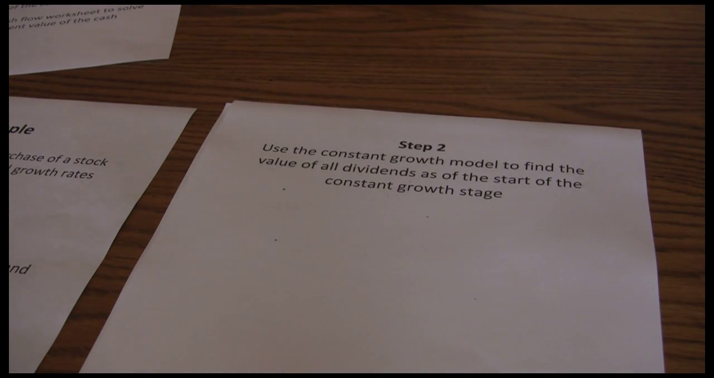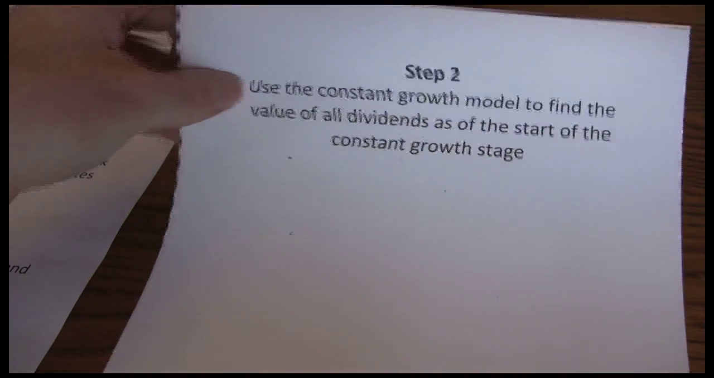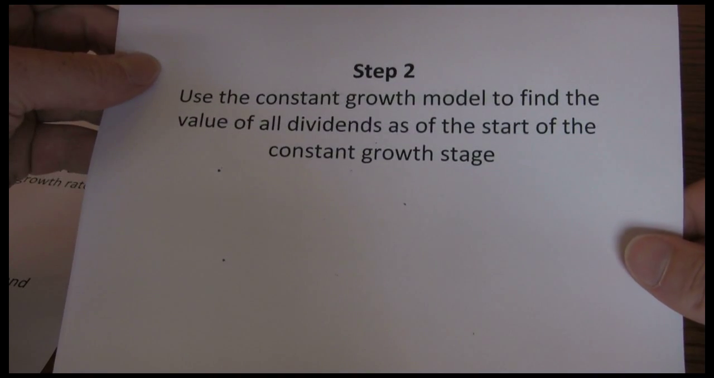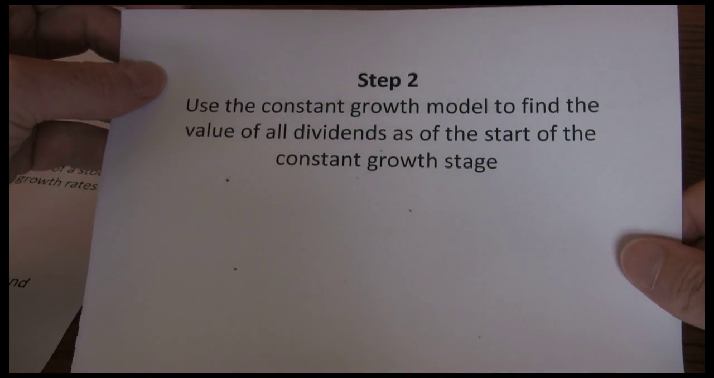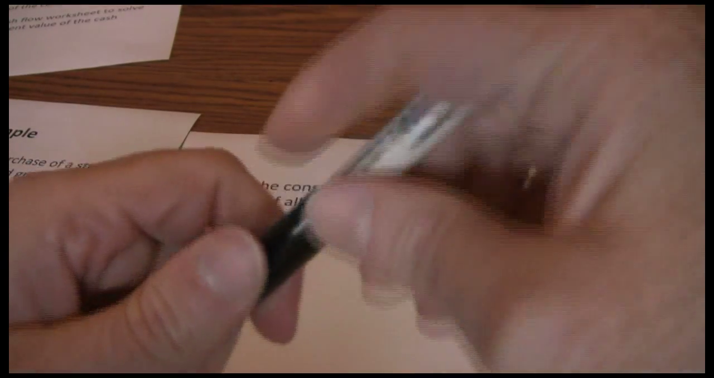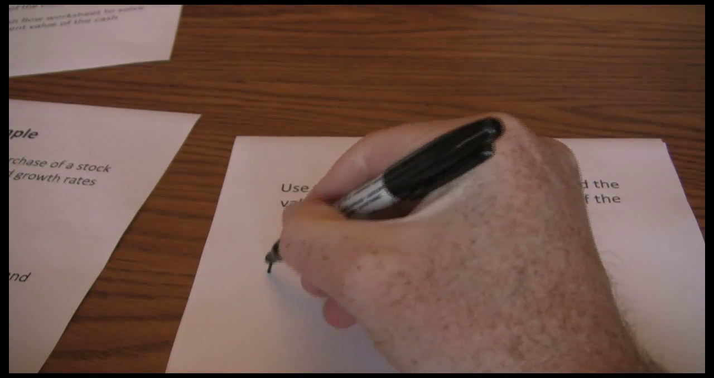In step 2 of the non-constant or supernormal pricing model, we use the constant growth model to find the value of all dividends as of the start of the constant growth stage. Now this one I want to explain a little bit before I start going through the calculations. So let's look at what we did last step.